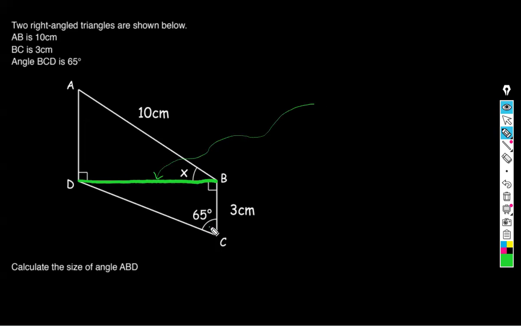Now, if you're standing by the 65, the green line is opposite and the tree is adjacent. So we see that we're using tan. From the last question, opposite is equal to adjacent multiplied by tan theta. The adjacent is 3 centimeters and the angle is 65 degrees. We're trying to find the length of the green line first, and that will assist us in finding angle x. So 3 multiplied by tan 65.